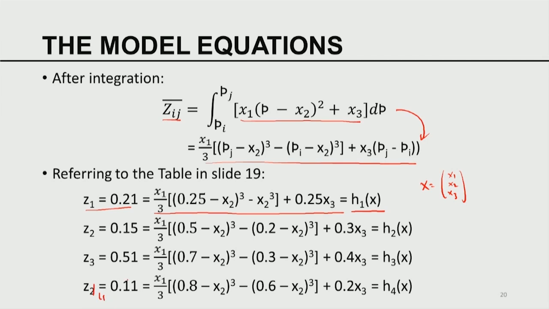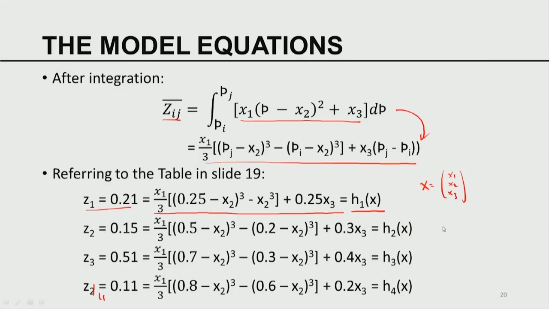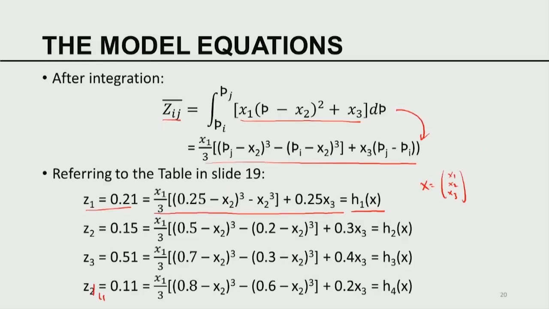So Z's are given. Again, I want you to understand, I have been given the Z's in here. The pressure levels and the Z's, the observations, are given. So this is where the Z's come into play. Z1 is equal to H1 of X, Z2 is equal to H2 of X, Z3 is equal to H3 of X, Z4 is equal to H4 of X.